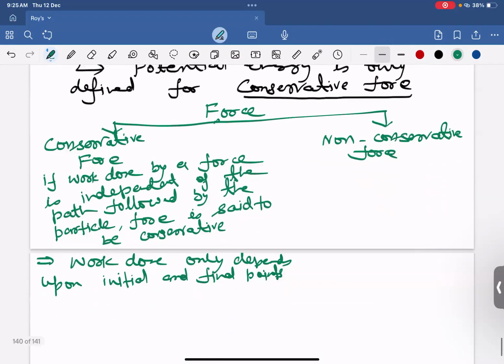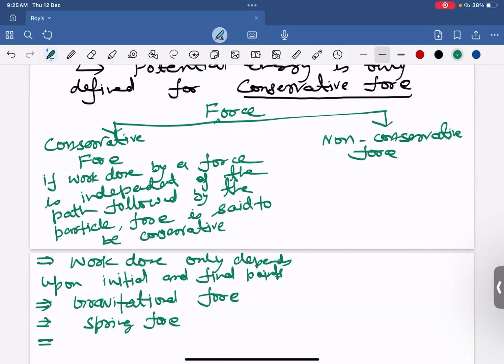There are only three conservative forces. One is gravitational force. Second is spring force. And third is electrostatic force. These forces are called conservative forces.